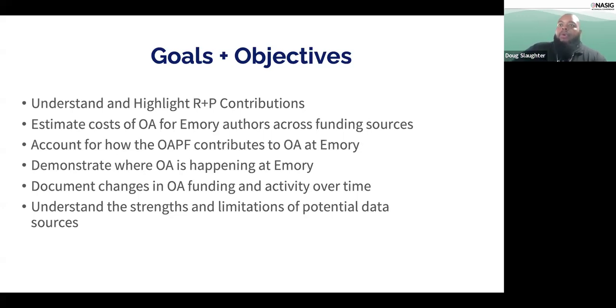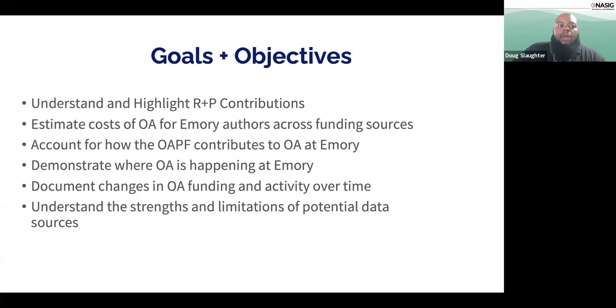Next, we wanted to figure out the role that the OAPF, the Open Access Publishing Fund, contributes to that story. Chris mentioned that that's been in place since 2013, and we wanted to be able to characterize the role that that's played in our open access story.